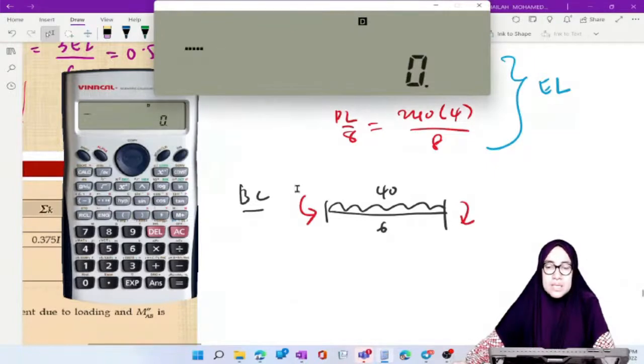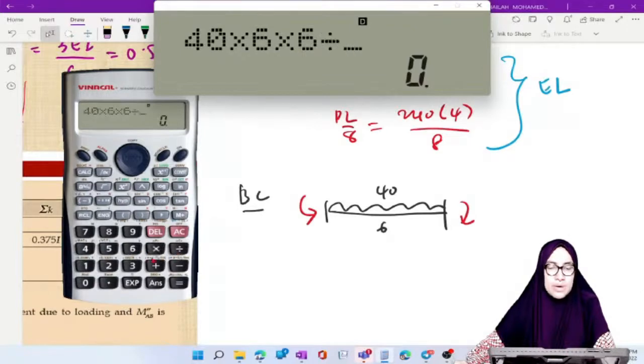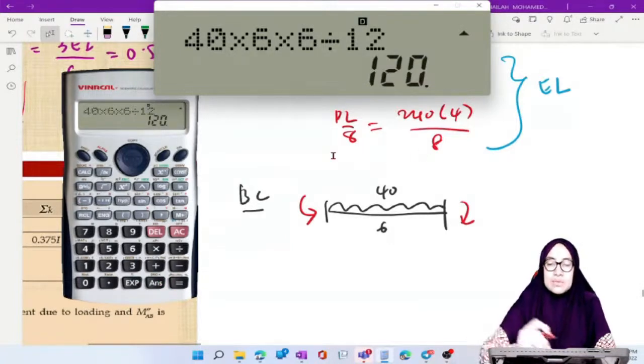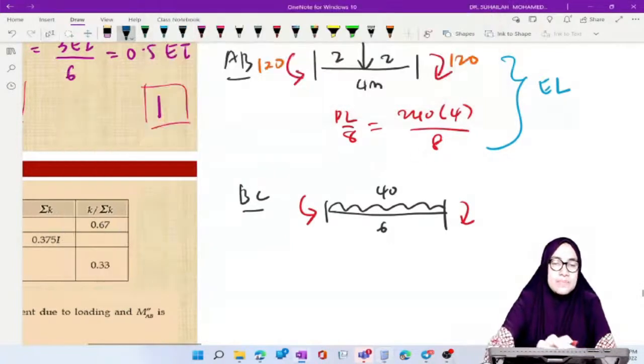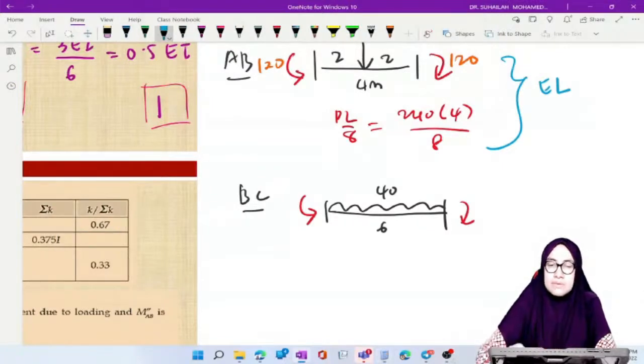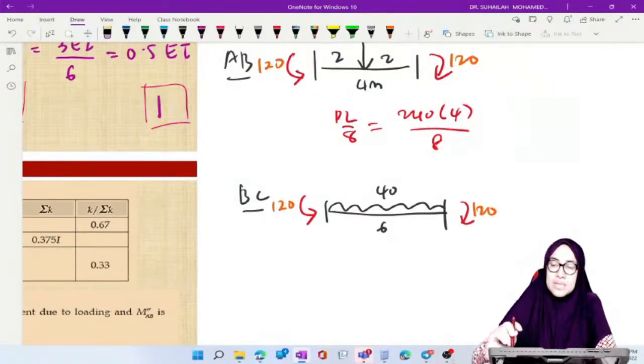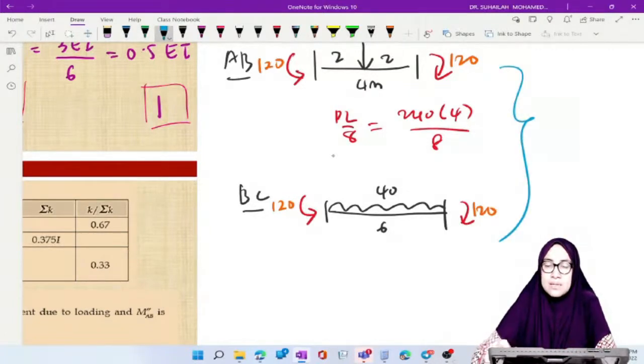W is 40, L is 6. WL squared over 12, so we get 120 also. The value here is 120, and this is also 120. All this is actually due to external loading.